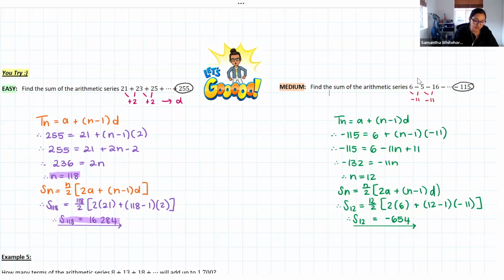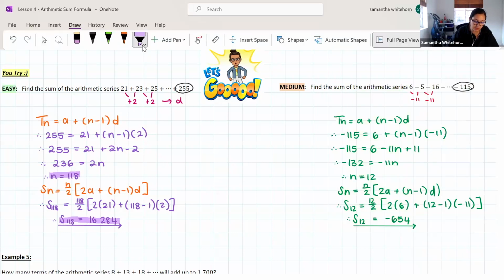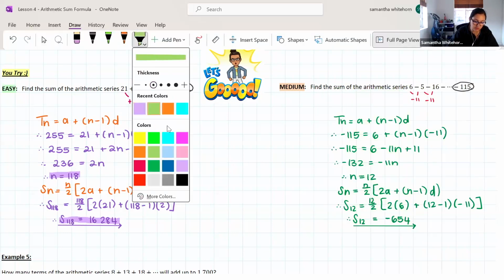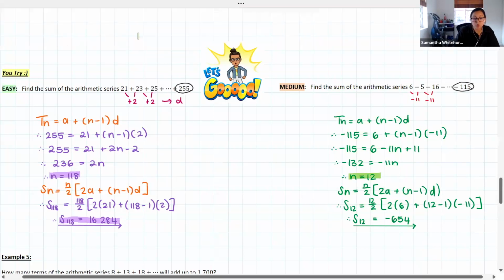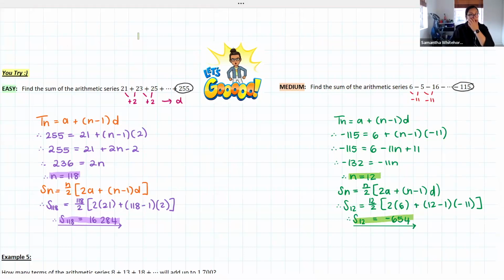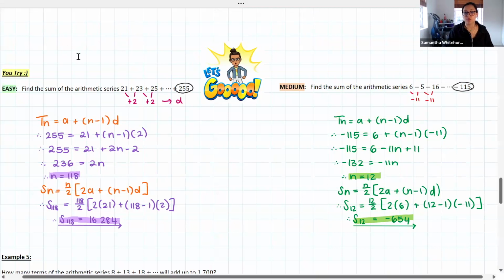So that's amazing. If you did the medium one, it was the series with the negative value, so we just needed to be mindful of that. Our difference was negative 11. There were only 12 terms in this series, and so the sum of 12 terms was negative 654. And again, saw those answers in the chat coming through, which is amazing. So I'll leave it there in case you want to take a screenshot.